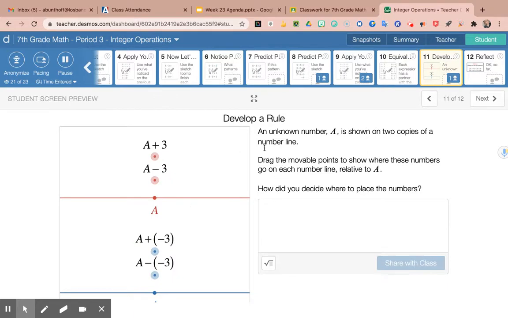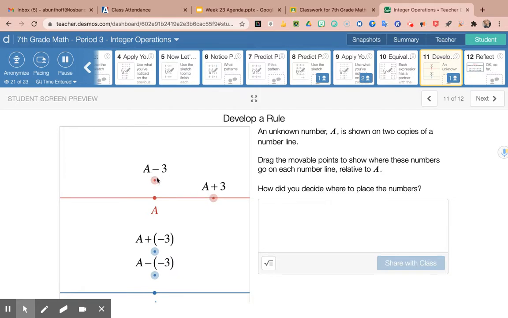Number 11, it says develop a rule. So let's say A is unknown and it's in the middle. Drag the movable points to show where these numbers would go on a number line relative to A. So in terms of A. If A is in the middle and I add 3 to it, I know it's going to be on the right side. I don't know where on the right, but it's going to be somewhere over here. So if A is here and I'm adding 3 more, it's going to get bigger. Bigger goes to the right.